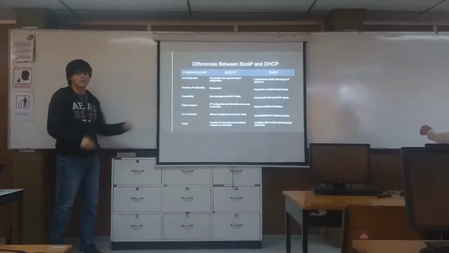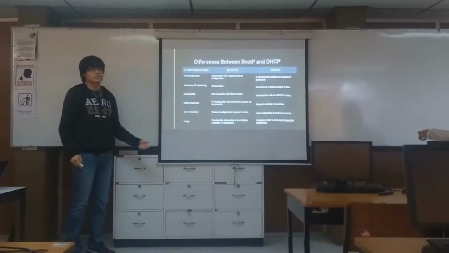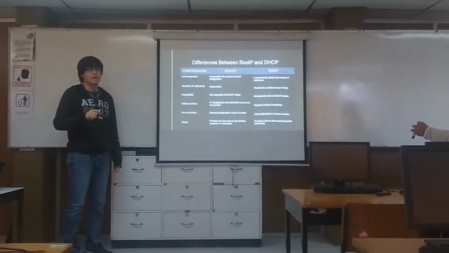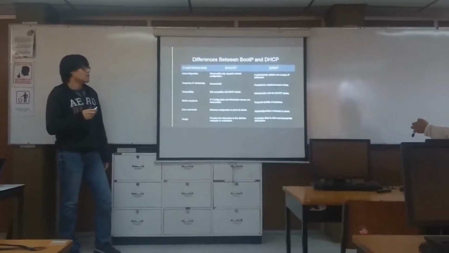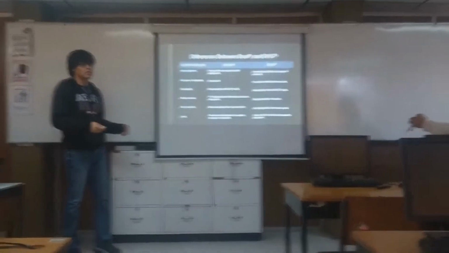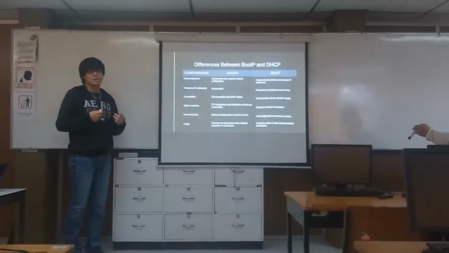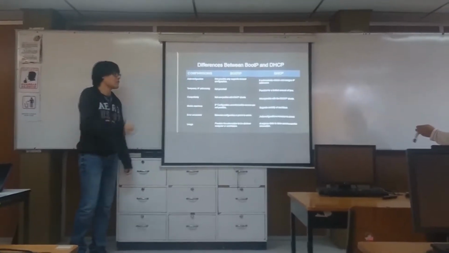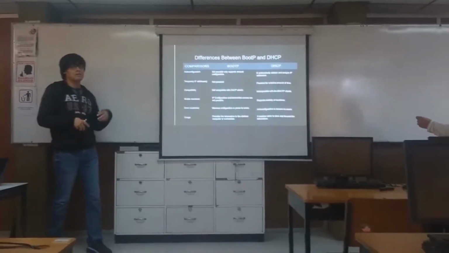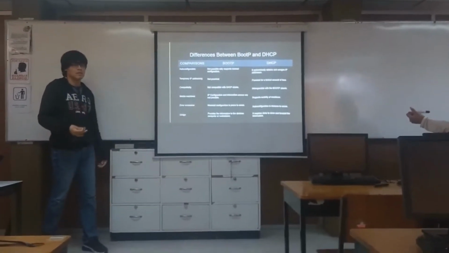On auto configuration: BOOTP doesn't have auto configuration, you need to configure it yourself. On the other hand, DHCP has auto configuration. You can just put the DHCP router in your home network, and it automatically gives out the leases of the IPs to the devices. And temporary IP addresses: DHCP gives temporary IPs to the devices. BOOTP doesn't provide this.